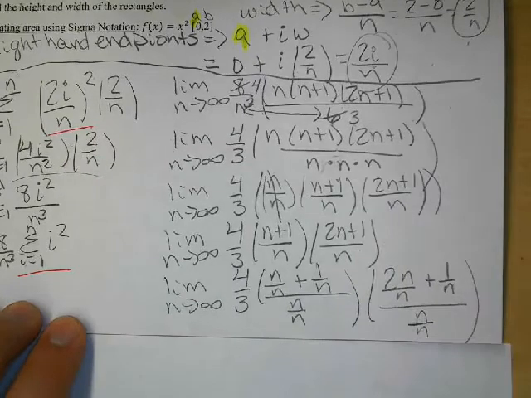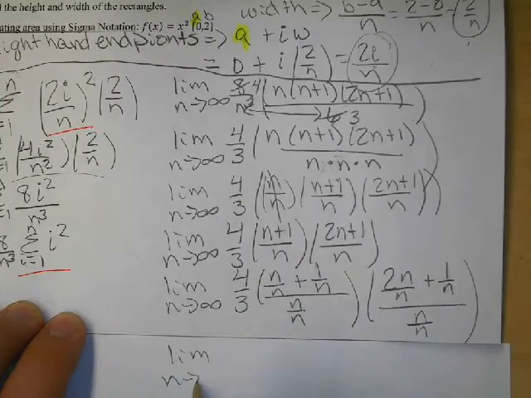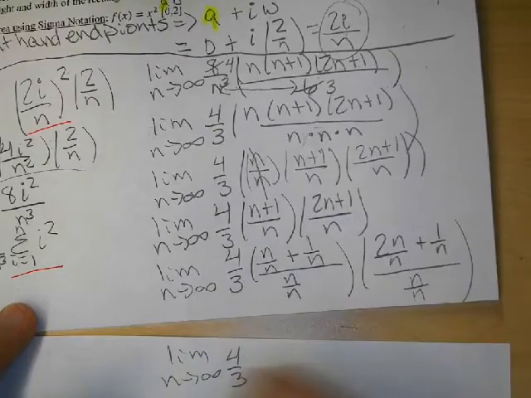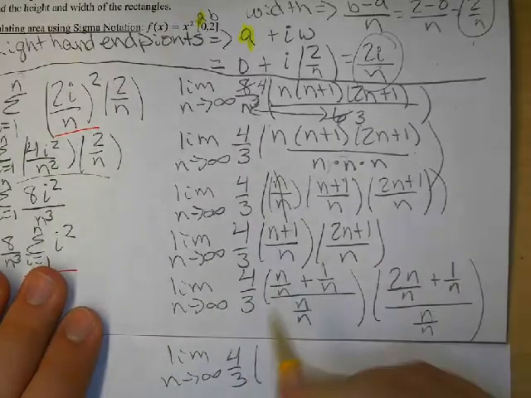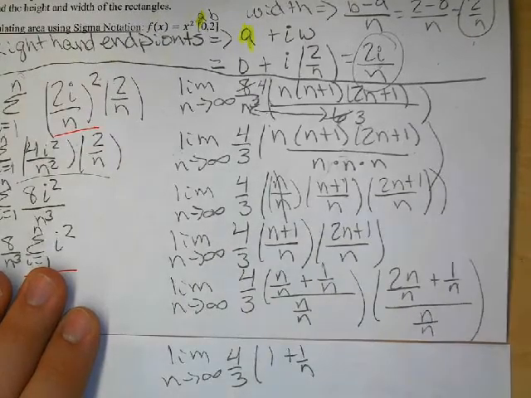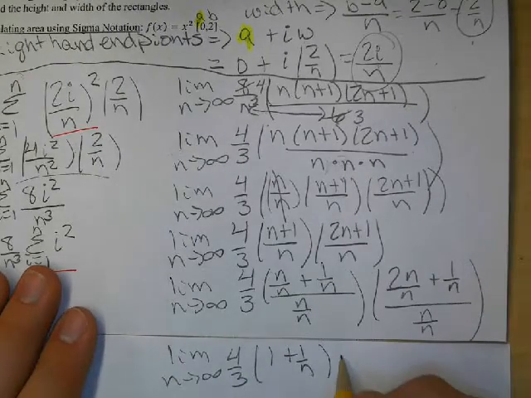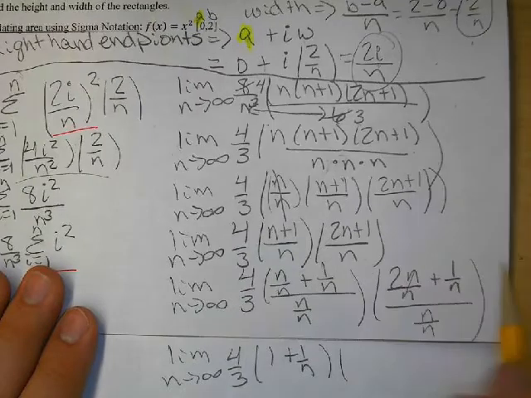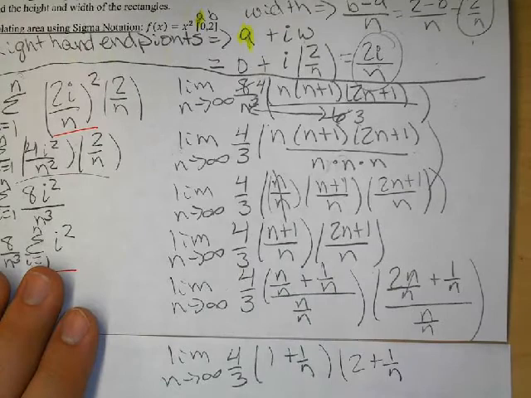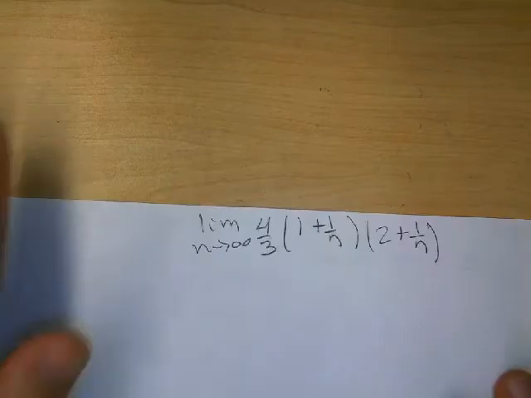Now I can simplify this out. The limit as n approaches infinity of 4 thirds. This will simplify down to 1 plus 1 over n. Now this n over n, that's just going to be 1, so I'm not going to write it. And now this will simplify out. That'll just be 2 plus 1 over n. And again, n over n is just 1, so I'm not going to worry about it. And I'm left with this.